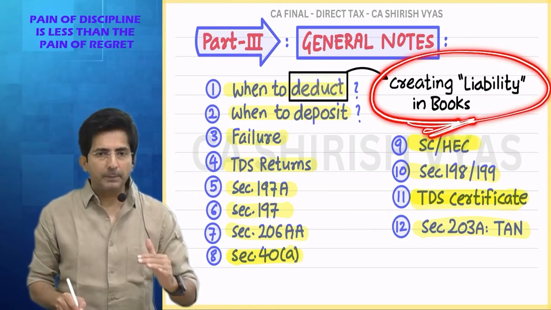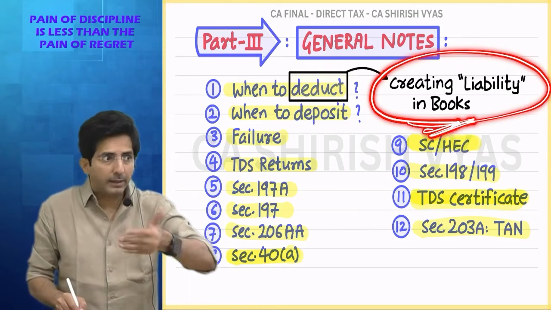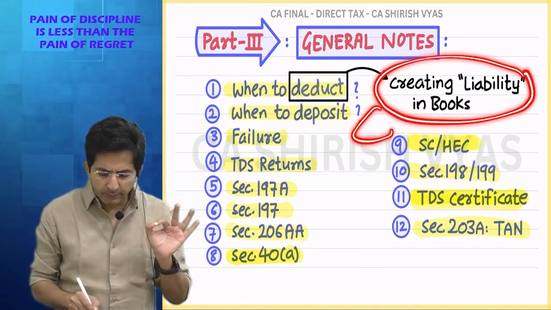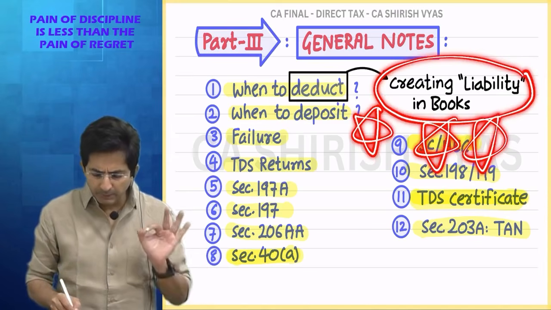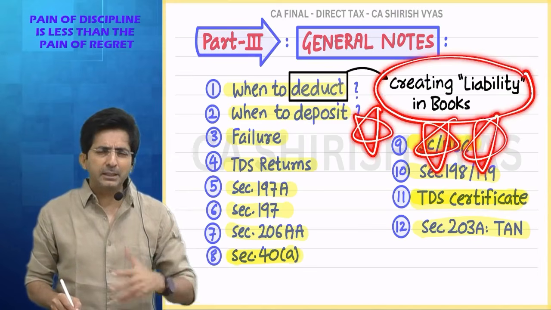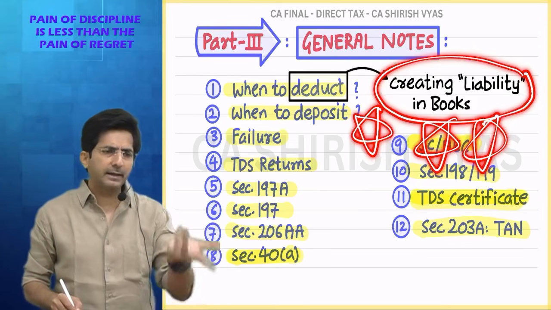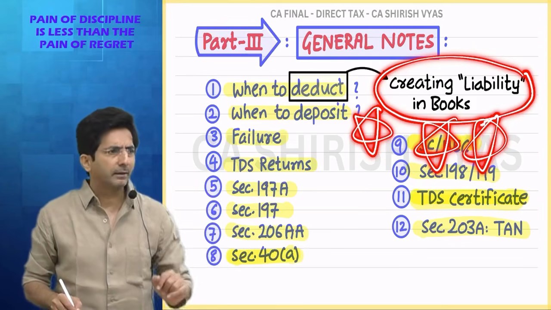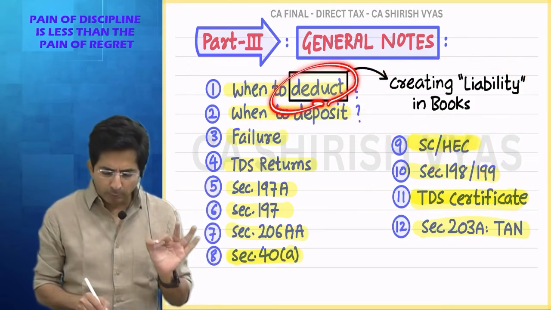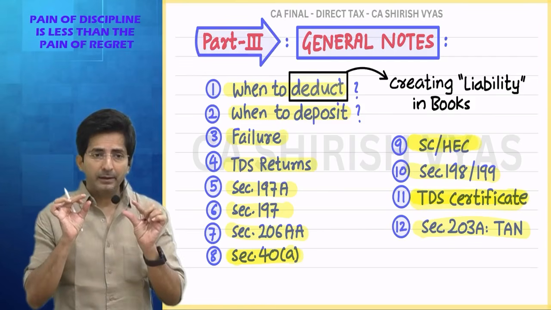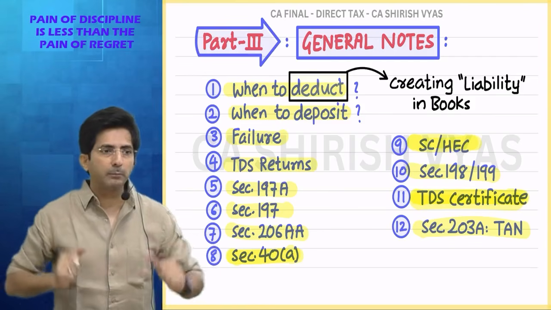How it exactly happens, I will explain with the help of a journal entry. But right now, just take this definition very seriously. Because if this is not clear, many times in my communication I will keep saying he didn't deduct TDS, he deducted, and you will not understand what's happening. So tell me exactly, what do you mean by deducting TDS? To create a liability of TDS payable in the books of account.